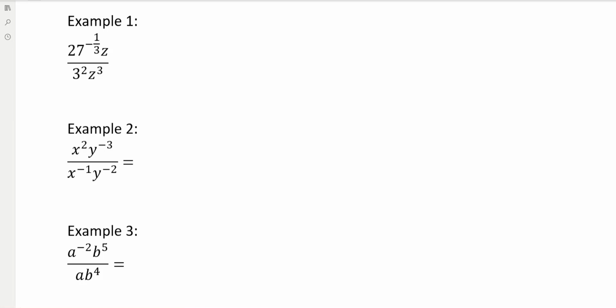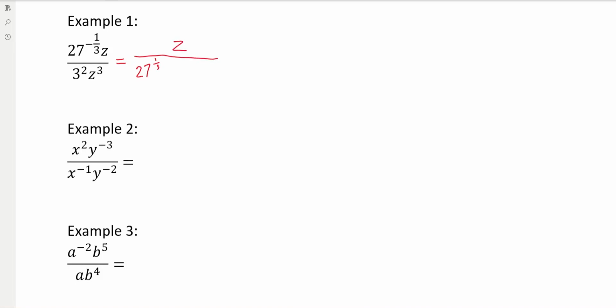All right, so let's try example number 1. So what are we going to do first? Well, we're going back to all of the different rules that we've learned so far in this unit, in this course, and we're going to deal with the negatives first. I do not like negative exponents. Let's deal with that first. So the 27 is going to flip to the bottom because it has a negative exponent.